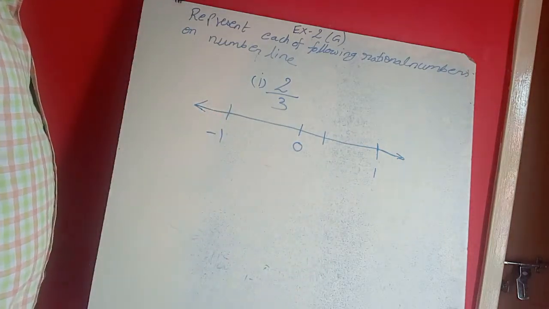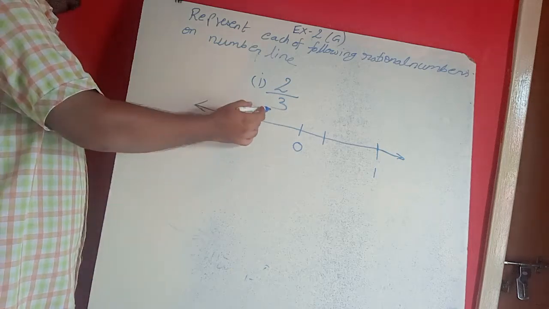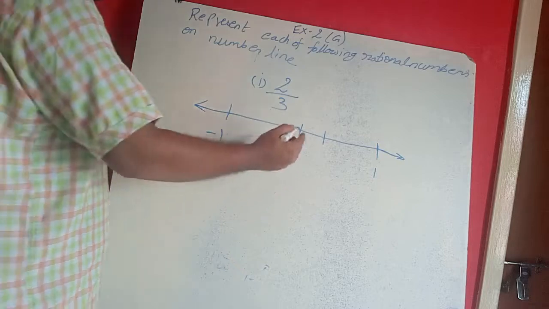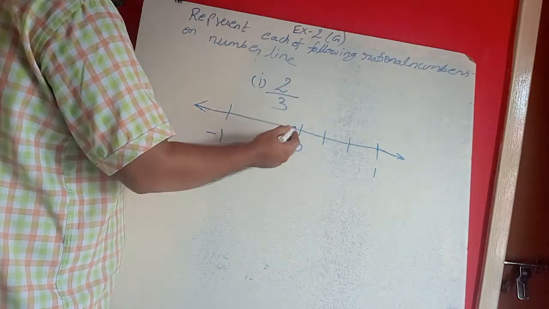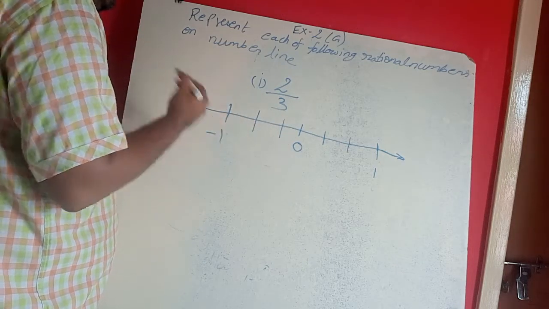So according to that we have to take them. How many? What is the given denominator? According to that, that many lines we have to draw between the two numbers. So this is 0, 1, 2, and the third line is 1. 0, 1, 2, and the third line is minus 1.